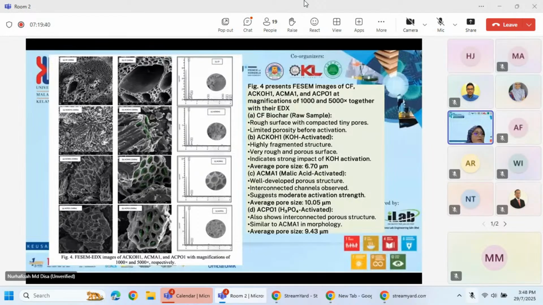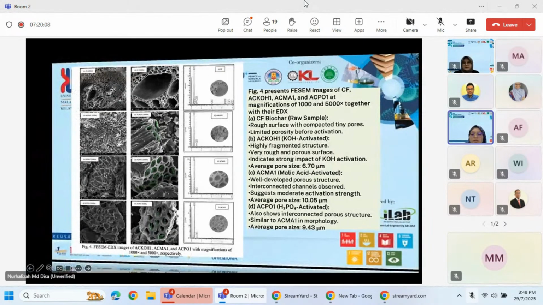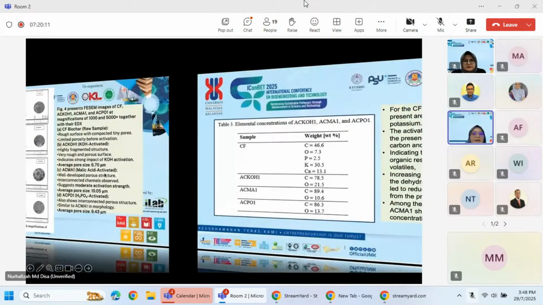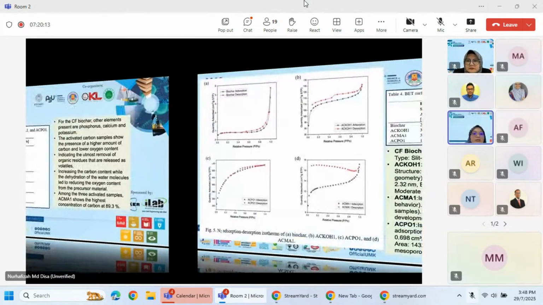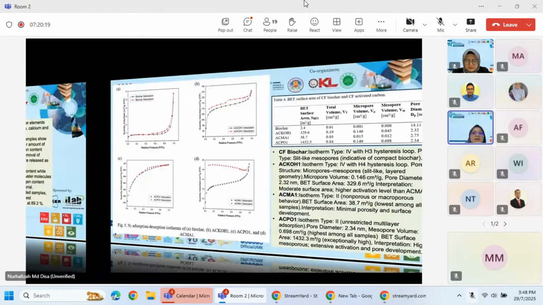So basically, this ACKOH shows a highly fragmented structure. In the second figure, this one is bare. The rest are ACMA1 and also ACPO1. You can see that the ACKOH effect is more significant compared to other samples. And then this is the EDX structures, so the composition of the carbon is highest.